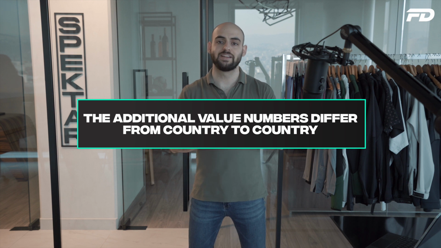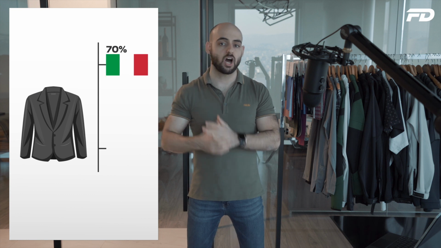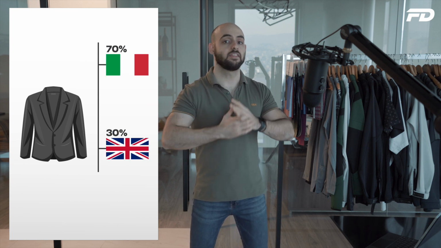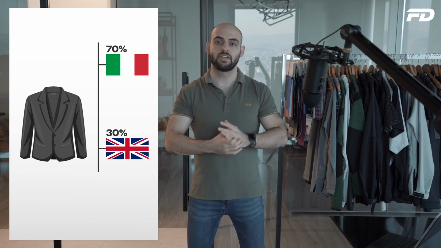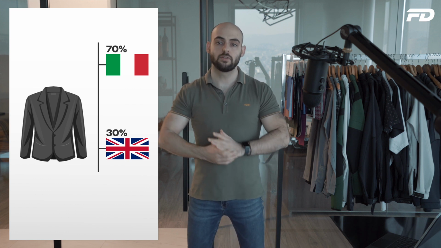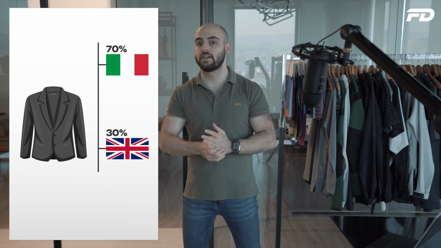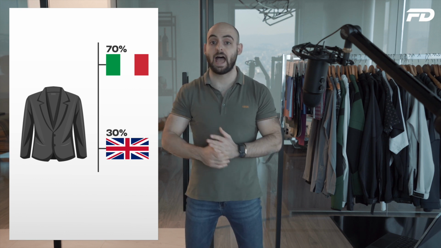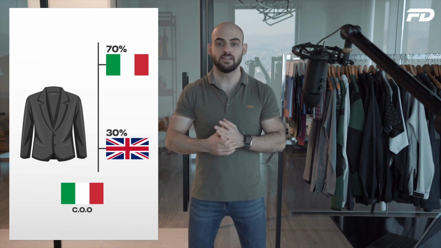But let's just give you a specific example. Let's just say we're creating a blazer, and this blazer is constructed in the UK. However, over 70% of the costs are burdened in Italy, from the fabric cost to the lining cost to all the other embellishments. Then the country of origin in this case would not need to change from Italy to the UK, even though the final construction happens in the UK. In this case, we can still consider Italy as the C.O.O.